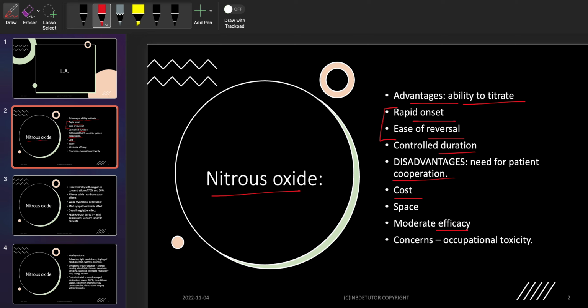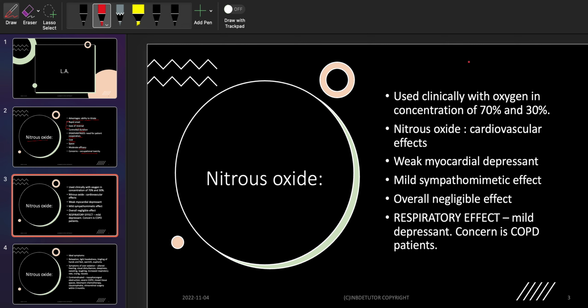It has a moderate efficacy because the MAC value for nitrous oxide is 104. So any local anesthetic that has an increase in MAC value will have a decrease in its potency and even efficacy. The concerns are basically the occupational toxicity. What does occupational toxicity mean? Nitrous oxide is toxic to dentists, dental hygienists, or dental assistants, anybody basically who's working around the nitrous oxide, but not to the patient. So moving ahead to our next slide, let's talk about the clinical use of nitrous oxide.